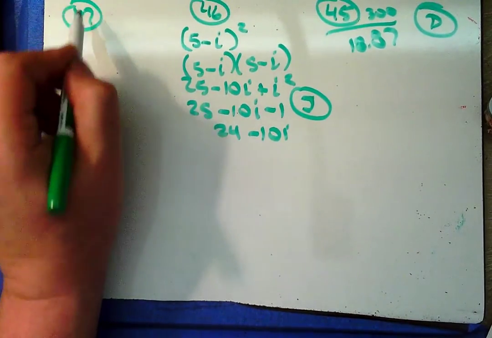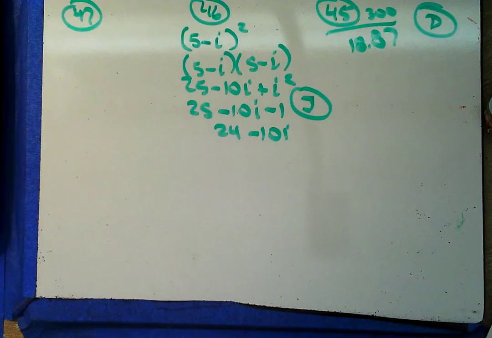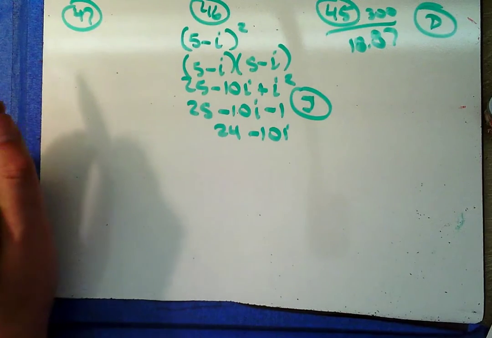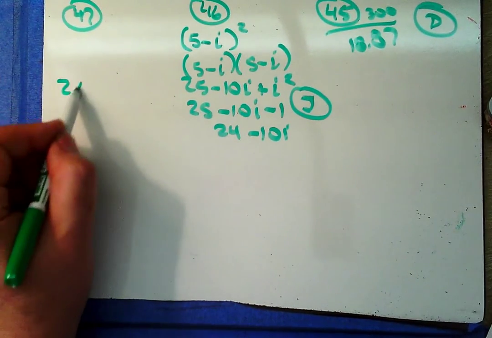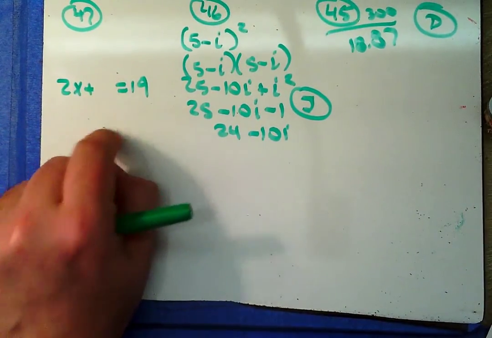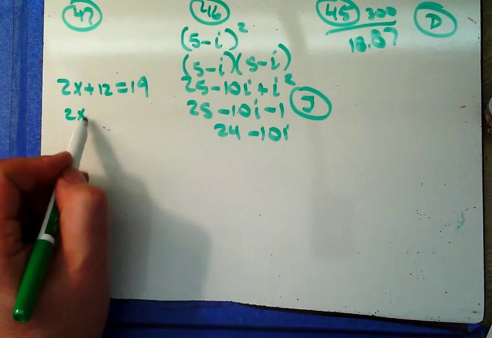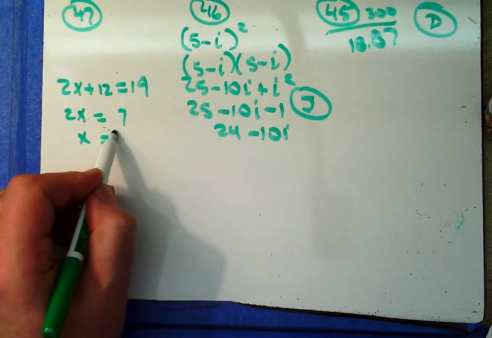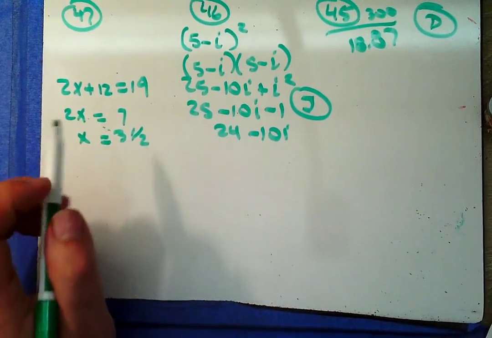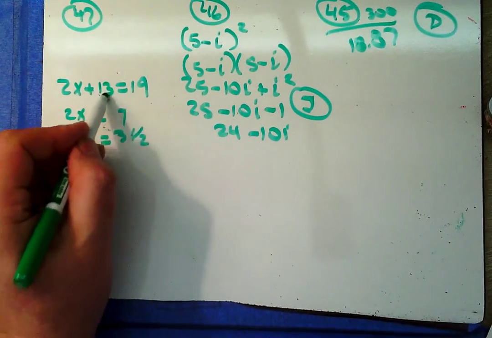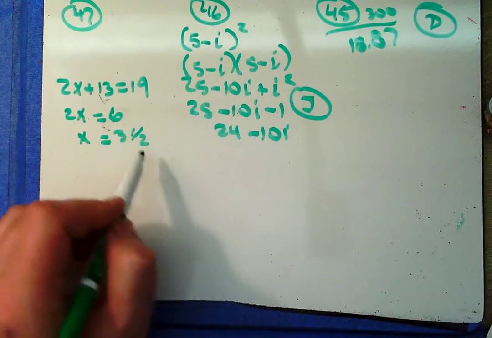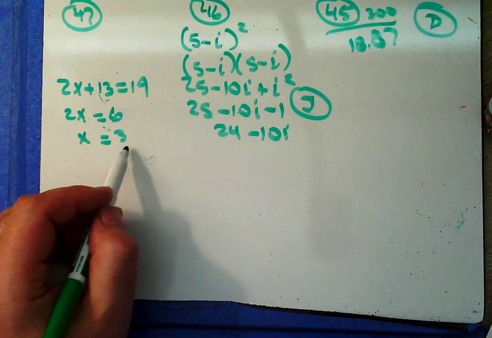Okay, 47. 47 says x and y are integers. Okay, so they're not fractions or decimals. These things are integers. y is bigger than 12. 2x plus y equals 19. If this were 12, then 2x would equal 7, and x would equal 7/2 or 3.5. But remember, y is bigger than 12, so let's put a 13 in here and see what happens. Now I get 6 and divided, and I get 3. So x is now 3.